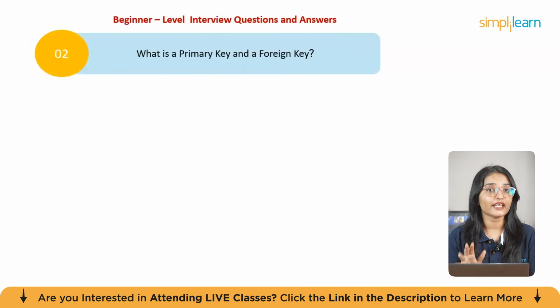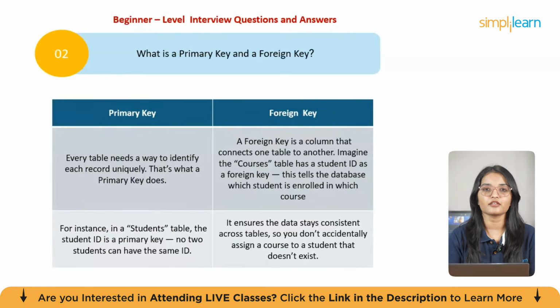Let's move on to our second question, which is, what is a primary key and a foreign key? This is one of the most asked interview questions. So, let's look at the answer now. Let's talk about the primary key first. Every table needs a way to identify each record uniquely, and that's what a primary key does. For example, in a students table, the student ID is the primary key.